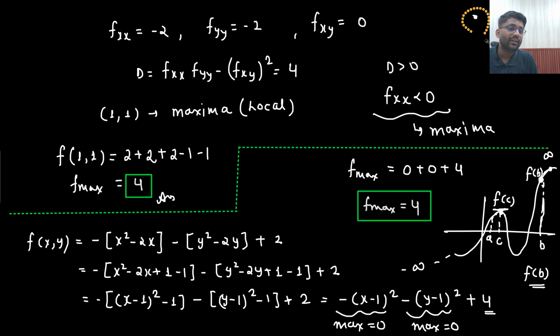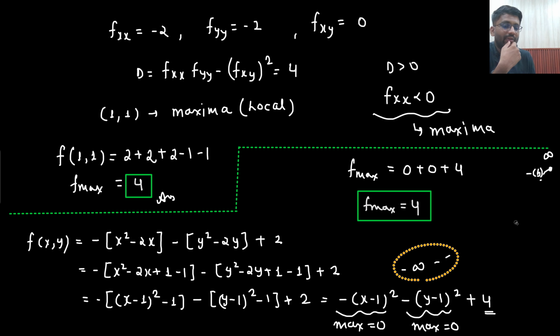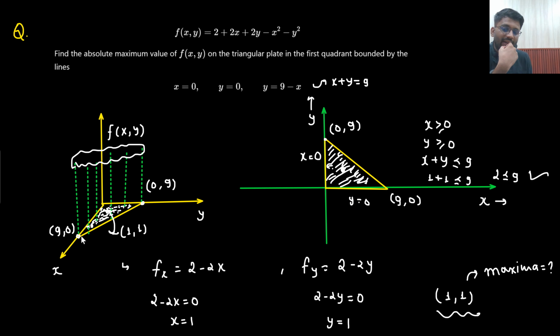Otherwise, sir, what if it is not a global maxima? How will we verify? So always you should verify at the boundary points. Are you able to understand this point? You will verify at the boundary points. What I mean to say is that I will put 9, 0, 0, 9, and 0, 0 in these equations, and I will see if I am getting a higher value than this or not. Again, it is a crude way. Boundary points we have to verify.